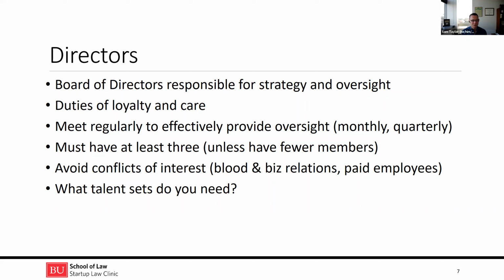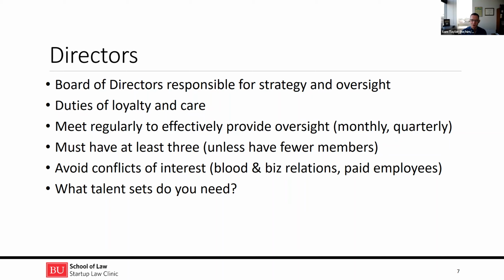In Massachusetts, there must be at least 3 directors, unless there are fewer people in the nonprofit. Sometimes there might be one person that forms a nonprofit, and at that moment, it's okay to have 1 director. But once you get over 3 people who are involved in the nonprofit, you need at least 3 directors.